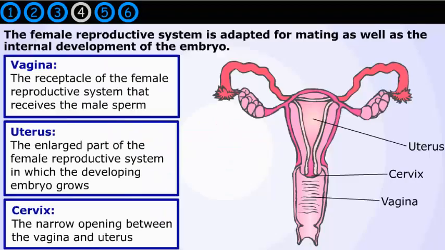Unlike animals that fertilize externally, internal fertilization usually requires insertion of the penis inside a receptacle in the female. The female receptacle that fulfills this purpose is called the vagina. In female mammals, a chamber called the uterus connects to the vagina through a narrow opening called the cervix. The uterus is the place where the embryo develops until the time of birth.